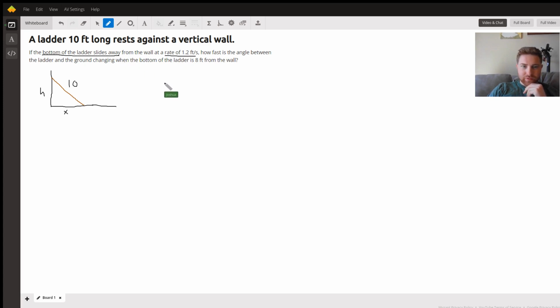So that looks like we're finding the distance. Well, that one is the distance of x over time, so it looks like that's going to be 1.2. We want to figure out how fast the angle is changing. So we're looking for the change in the angle over time. This is the angle between the ladder and the ground at the bottom. Okay, so it looks like this would be our angle right here. That's what we're looking for.